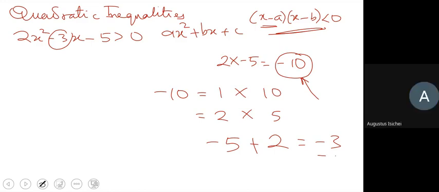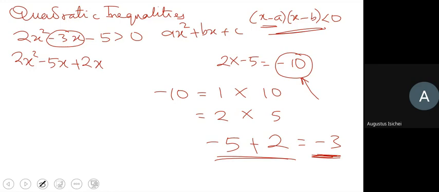Now, because minus 5 plus 2 gives us minus 3, anywhere we see minus 3 in the expression, we will replace it with minus 5 plus 2. So I will repeat the expression: 2x squared. Instead of minus 3x, I will put minus 5x plus 2x. So this expression, when you solve it, you will get minus 3x. Okay. So I have replaced minus 3 with minus 5 and plus 2. Then I will write the last number, minus 5, equals 0.